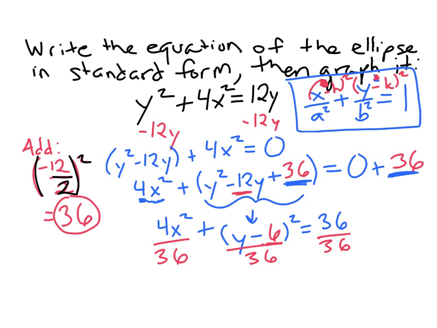Now we should simplify here. You can cancel a 4. There's a common factor of 4 in here. 36 divided by 4 leaves 9 in the denominator. And here the 36's will cancel, so you just have 1. And now the equation's in standard form. I'll write it on the next page.